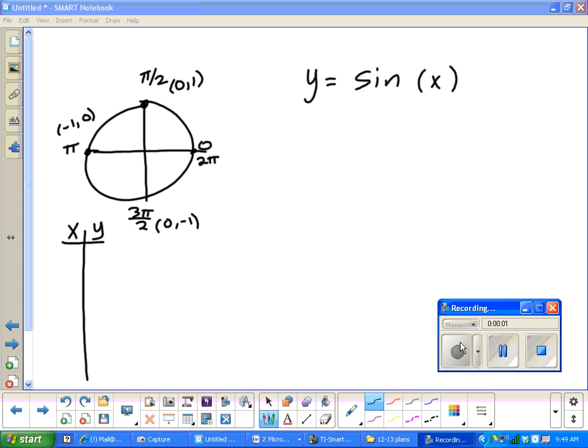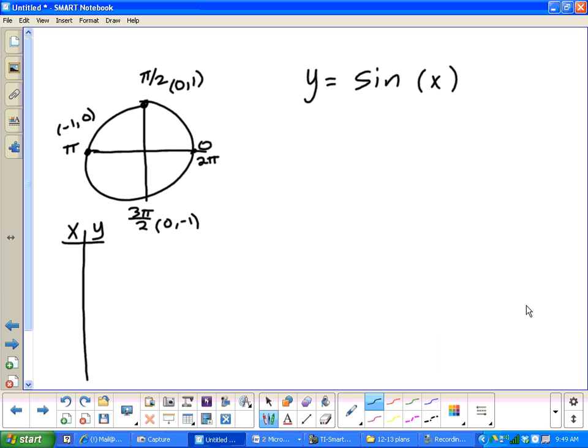Title this here, you can call this the graphs of y equals sine x and y equals cosine x. Okay, so we're going to learn how to graph these on a coordinate plane. Now, for the most part, you're going to sketch them.